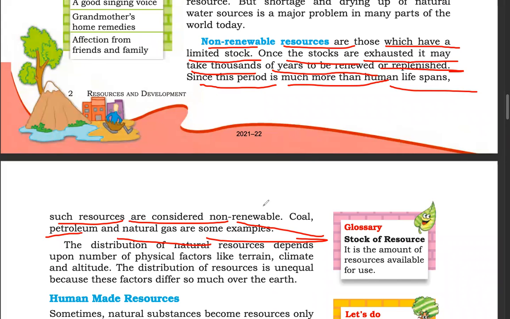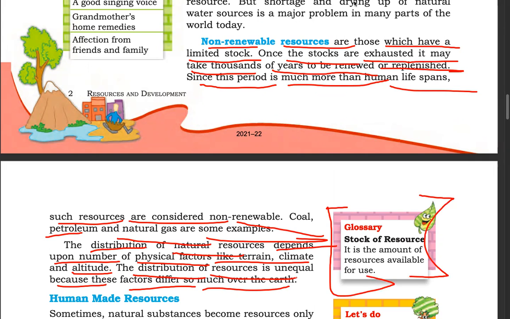The distribution of natural resources depends upon a number of physical factors like terrain, climate, and altitude. The distribution of resources is unequal because these factors differ so much over the earth. So here is one more glossary. You can also write this in your notebook.